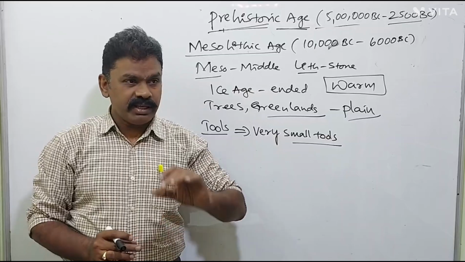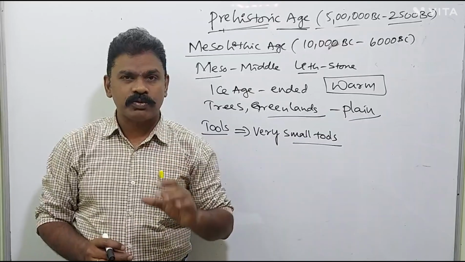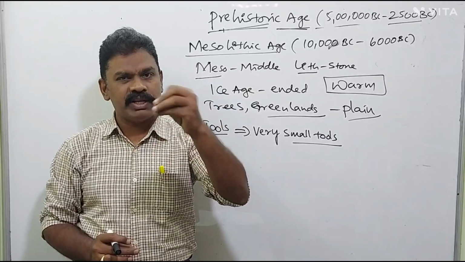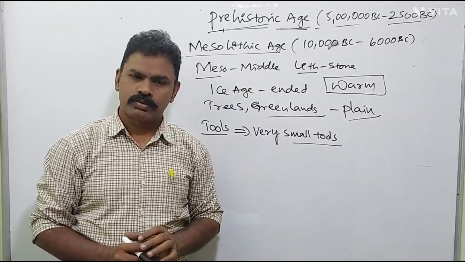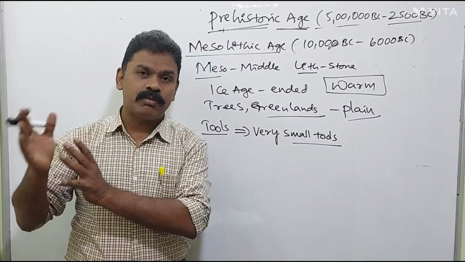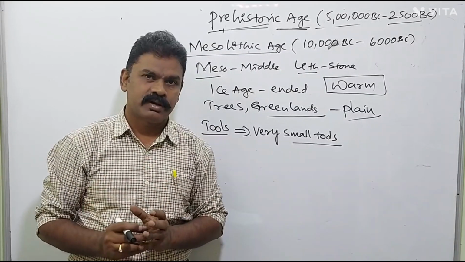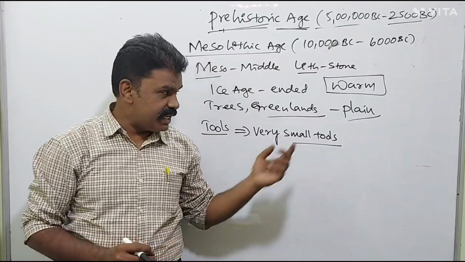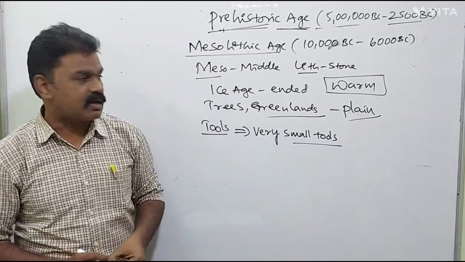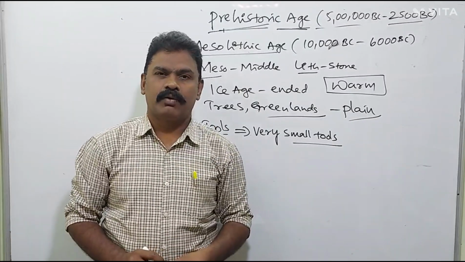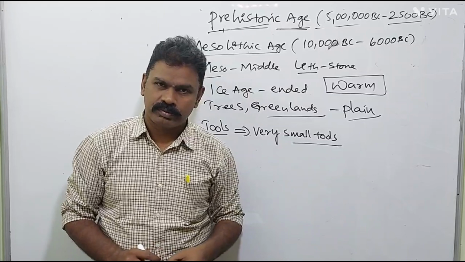Whenever they found the fast moving animals, to hunt them they needed very small tools. That's why necessity is the mother of invention. Depending on what we need, we keep changing. The change occurred like this. The tools of this age were very small tools.